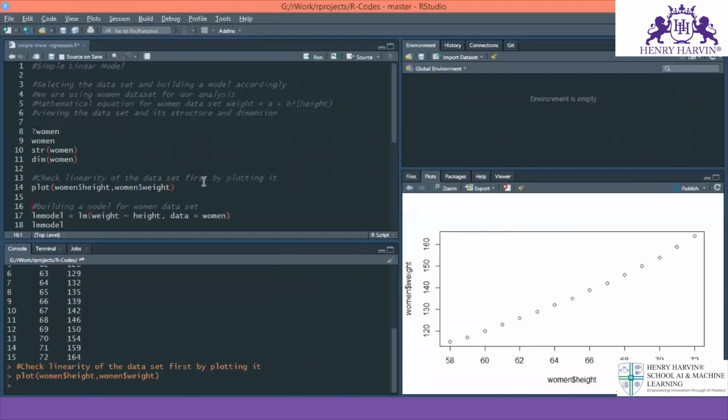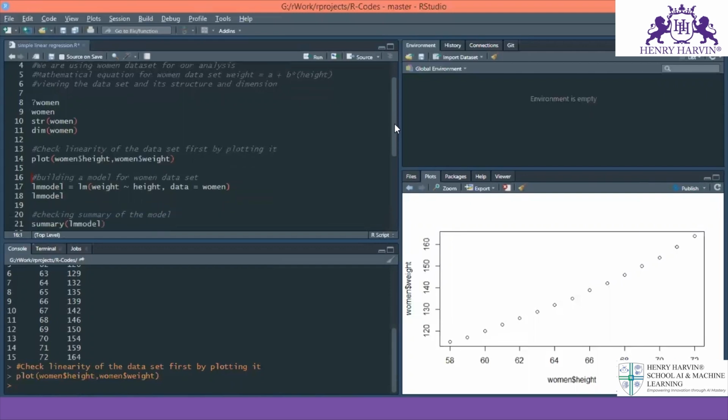Let's execute this command. So you can see there is linearity in the graph. It can be seen by a diagonal line that is showing there is a linear relationship between height and weight. Next, we are going to build a model.